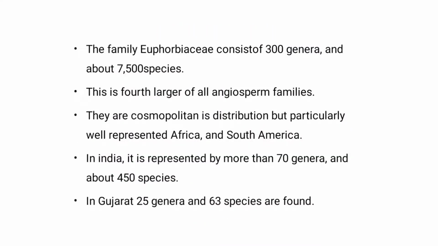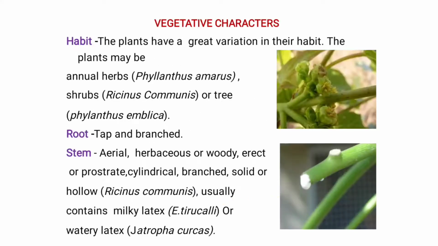The family Euphorbiaceae consists of 300 genera and about 7,500 species. It is the fourth largest of the angiosperm families. In this, Euphorbiaceae ranks fourth in number. They are cosmopolitan in distribution, but they are particularly well represented in Africa and South America. In India, it is represented by more than 70 genera and 450 species. And in our Gujarat, 25 genera and 63 species of the Euphorbiaceae family are found.